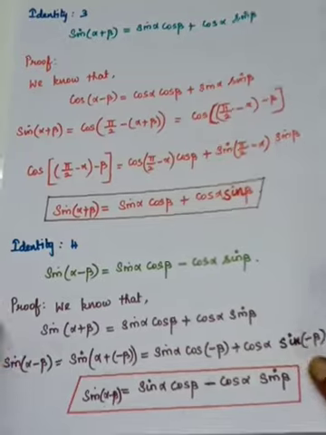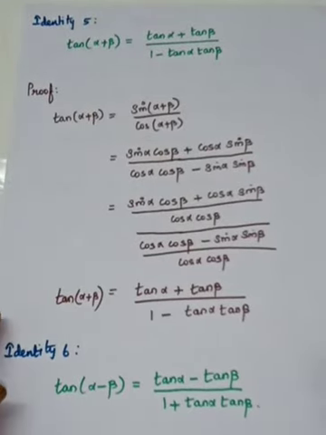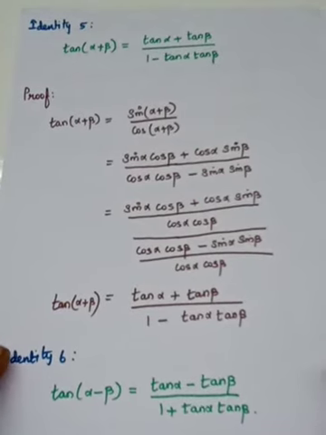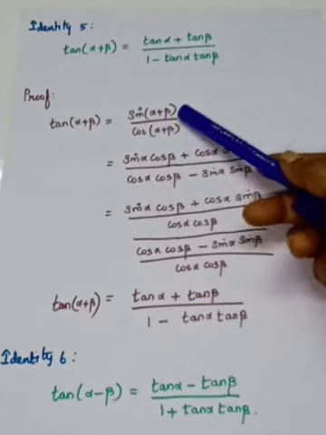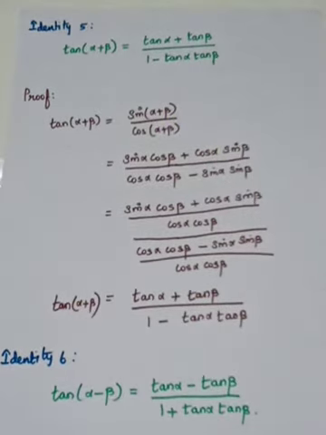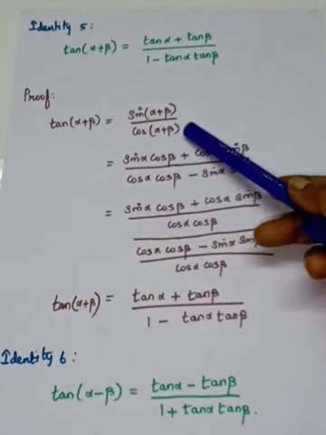So we'll go to the next identity. Identity 5: tan of alpha plus beta is equal to tan alpha plus tan beta divided by 1 minus tan alpha tan beta. So see the proof. Tan of alpha plus beta, how will it be written? Tan theta can be written as sin theta by cos theta. So sin of alpha plus beta divided by cos of alpha plus beta.